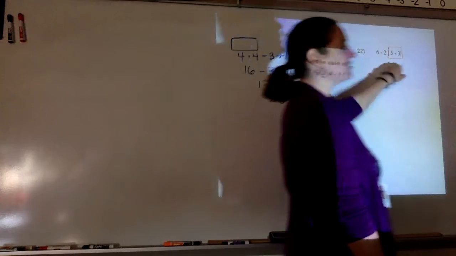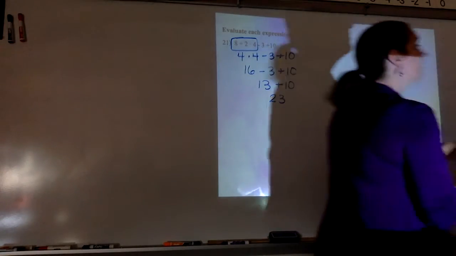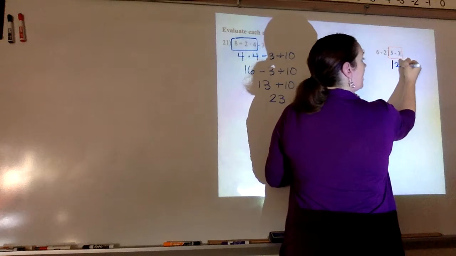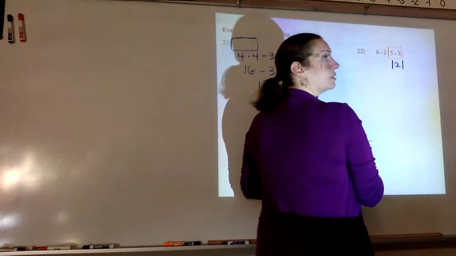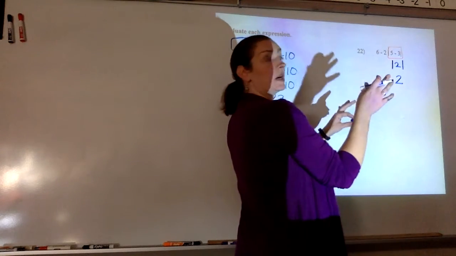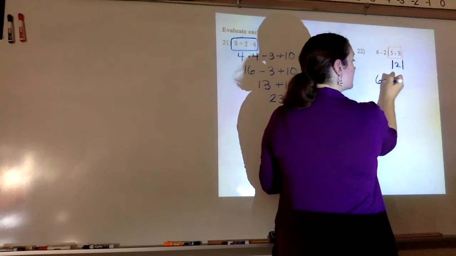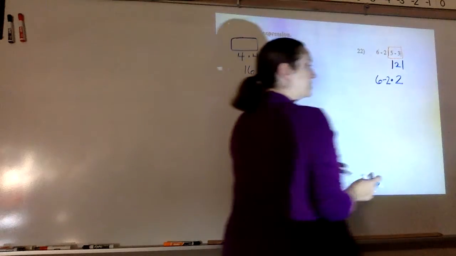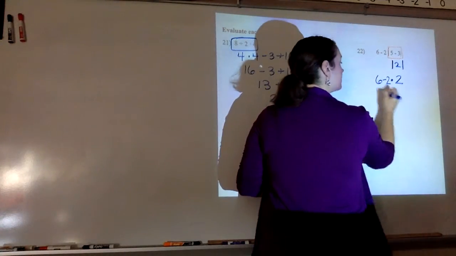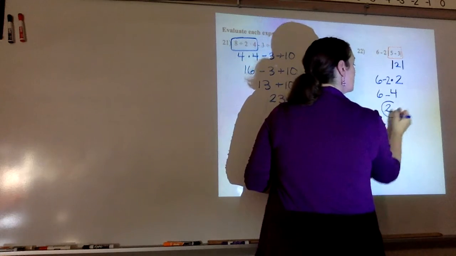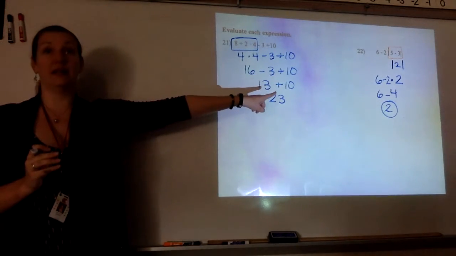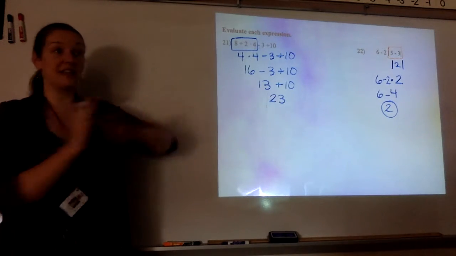Alright, here we go. Up here, what is 5 minus 3? 2. Okay, so watch. 5 minus 3 became the absolute value of 2. What's the absolute value of 2? 2. Now, this is where some of you start to take math shortcuts. Bring down 6 minus 2, this is a times 2. Do I multiply or subtract? Multiply. 6 minus 4 is 2. That's how you do it.